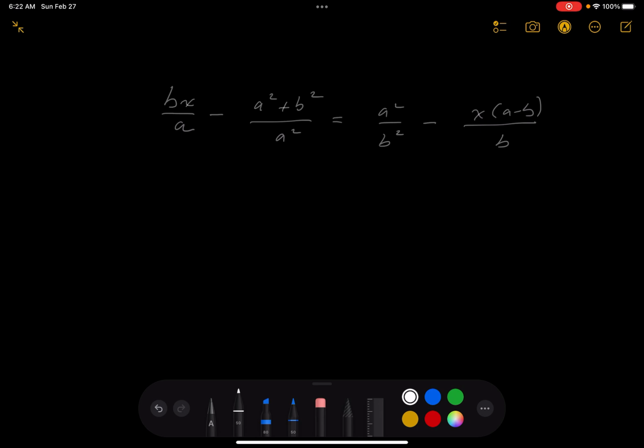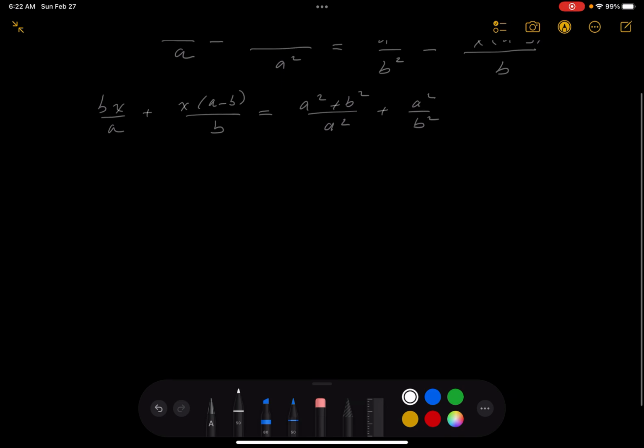And the problem is it may not be in the simplest form. So let me get the x on the one side. That's bx over a plus x times a minus b over b equals a squared plus b squared over a squared plus a squared over b squared. All right, not bad. And what I'm going to do, I'm going to factor the x out now.